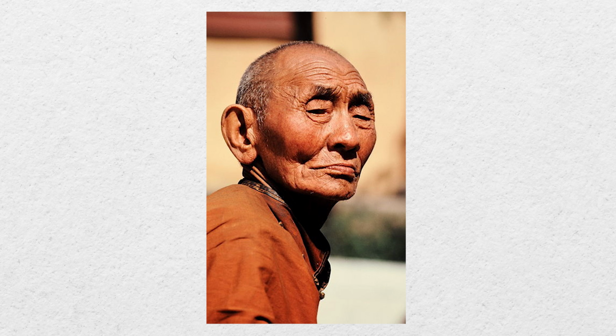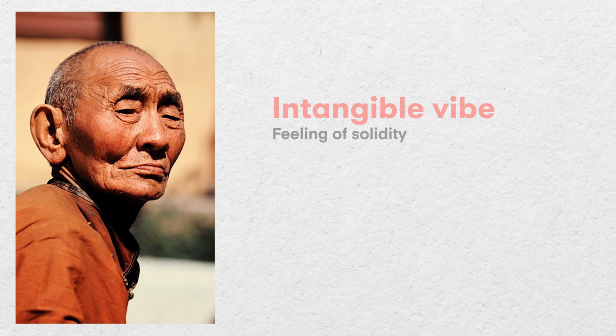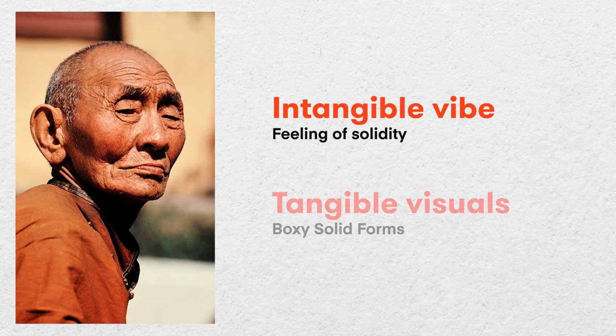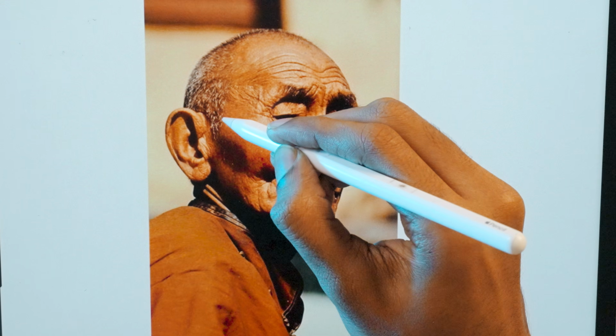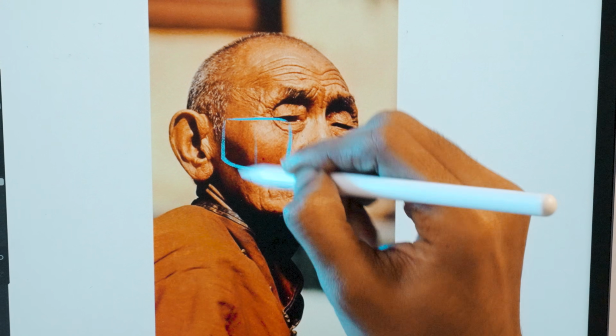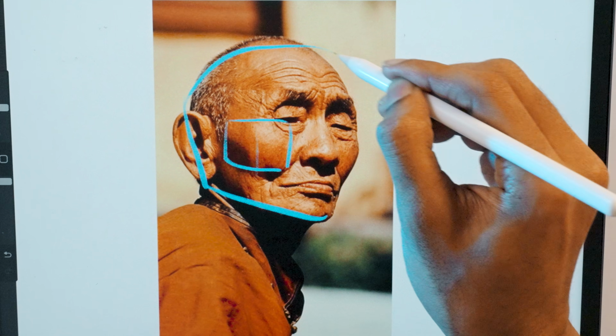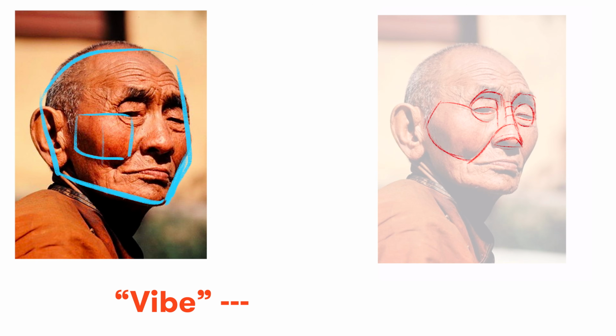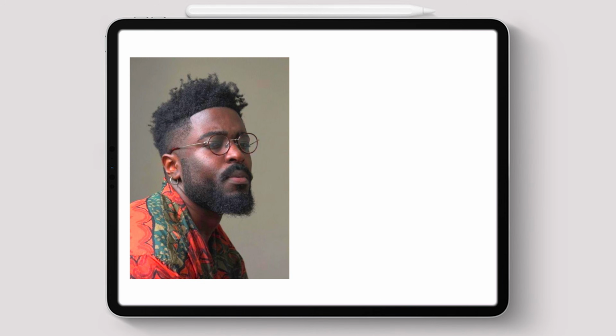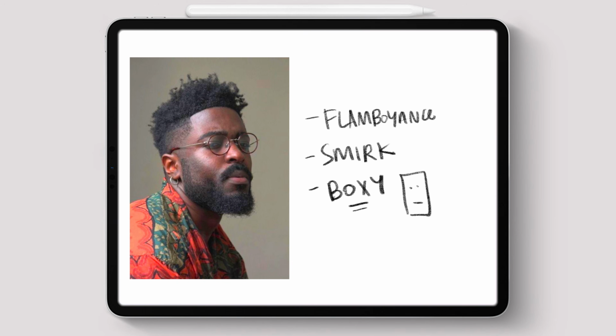For example, this monk right here has this sense of solidity to him. It gives that vibe of solidness, that firmness, and that is visually represented by these solid cheek forms and the boxy head of the entire face. Vibe mixed with how it's represented visually. The image that I chose to caricature right here has a bit of flamboyance and a bit of smirkiness to it, which I kind of like, and also has that boxy, solid, firm vibe to it. So these are all the emotions that I'm getting from this, and I'm sort of making note of that.